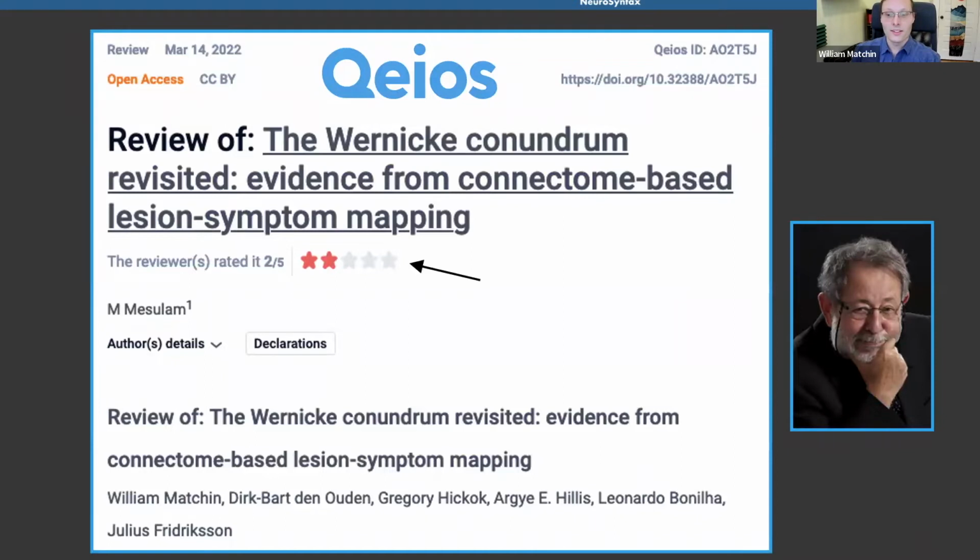And I was honored to have, when we posted the paper as a preprint, Dr. Mesulam actually write a review of our paper on this website, which I had never heard of before. I'm not sure how to pronounce the title. I feel like if you're going to create new websites, you should have them follow the orthographic constraints of the language that you want people to pronounce it in. I'm assuming it's like Queos, but there should definitely be a U in there somewhere.